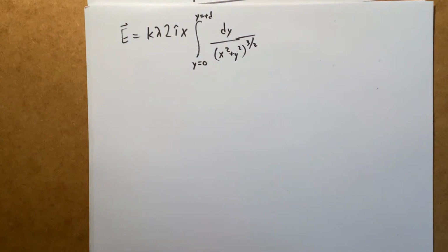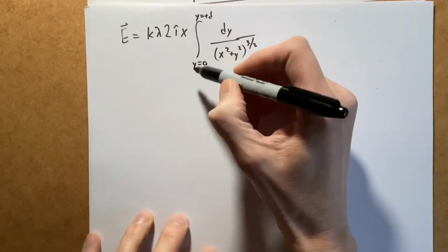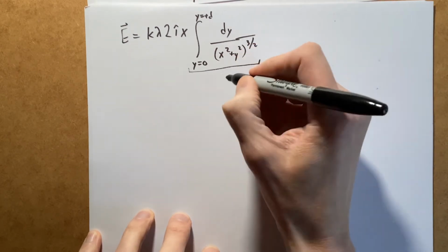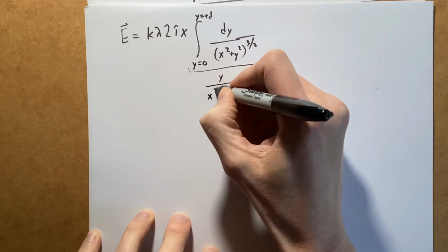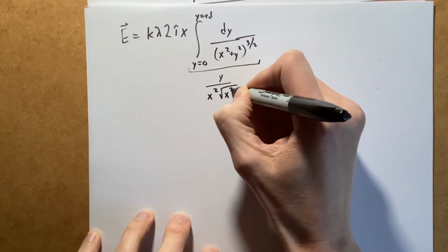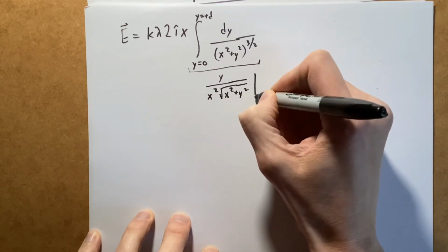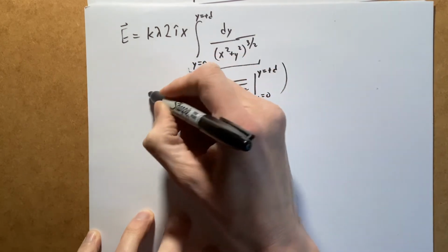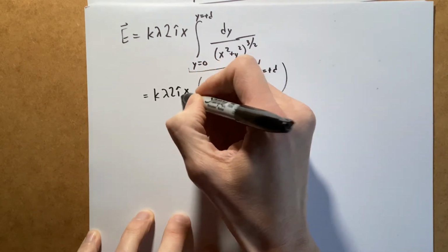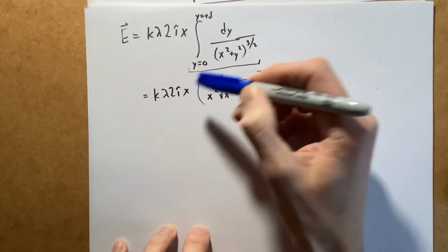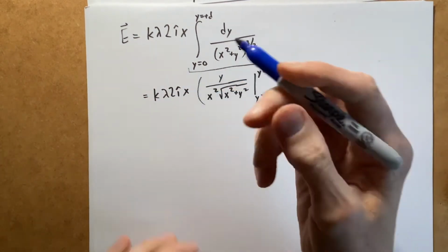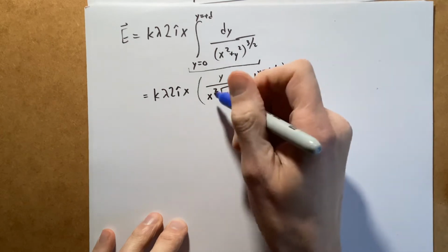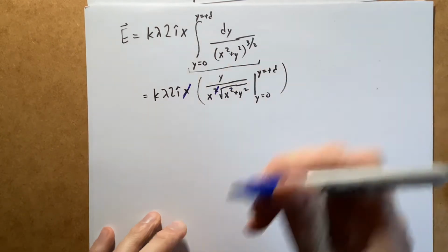This is a trig sub, and you can look up the answer. This part right here ends up being y over x squared times the square root of x squared plus y squared. That's the integration, and we evaluate it from 0 to plus d. Before I even do that, I'm going to note that in k lambda 2 i hat x, you can pull this x out. Remember, it is a constant, so it factors out, even though we're about to subtract these two because we're evaluating the bounds. They're both going to have this common term, so we might as well go ahead and kill that right now.